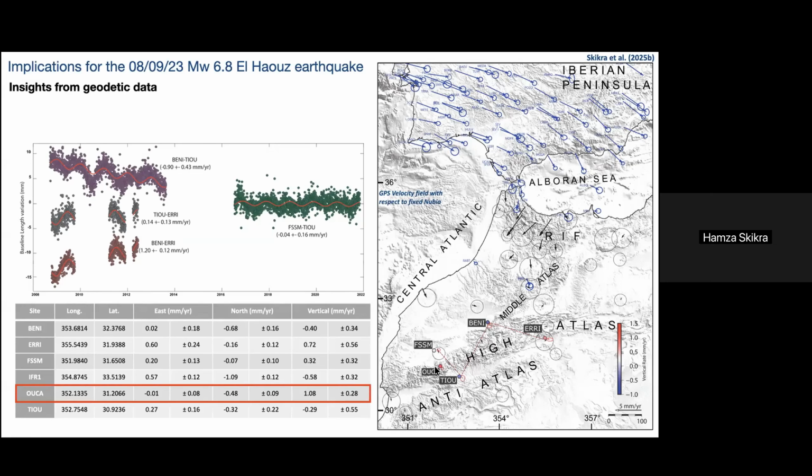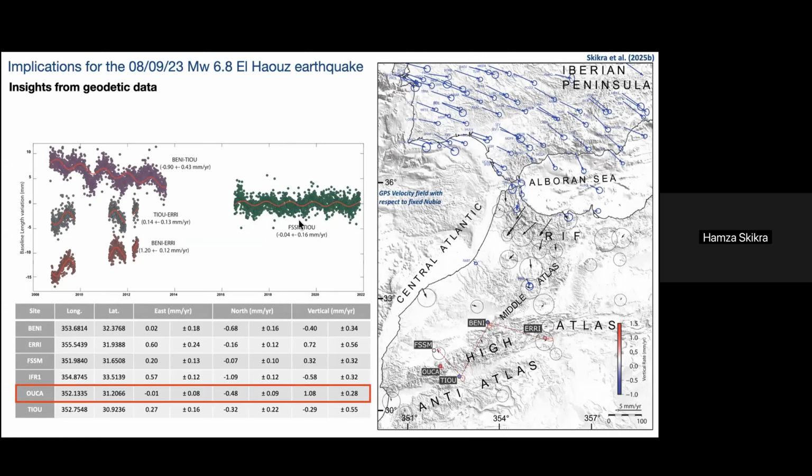We can see here that the station between FSSM and 2, which is UCA, is located in the axial zone of the Western High Atlas, specifically near the so-called Tizi n'Test fault that I mentioned in the beginning. And we can notice that the uplift reported in this area is remarkably important compared to the reported shortening in this.